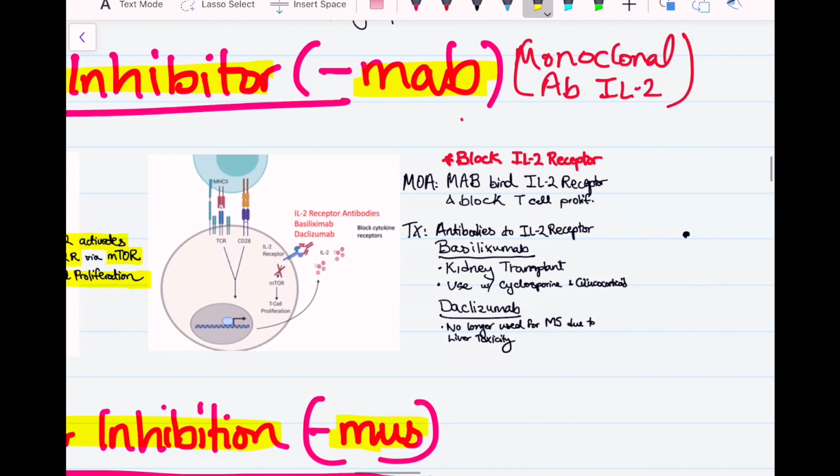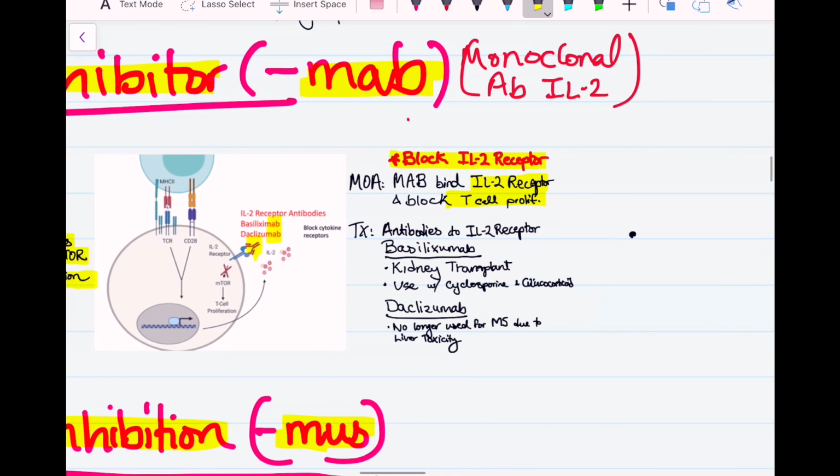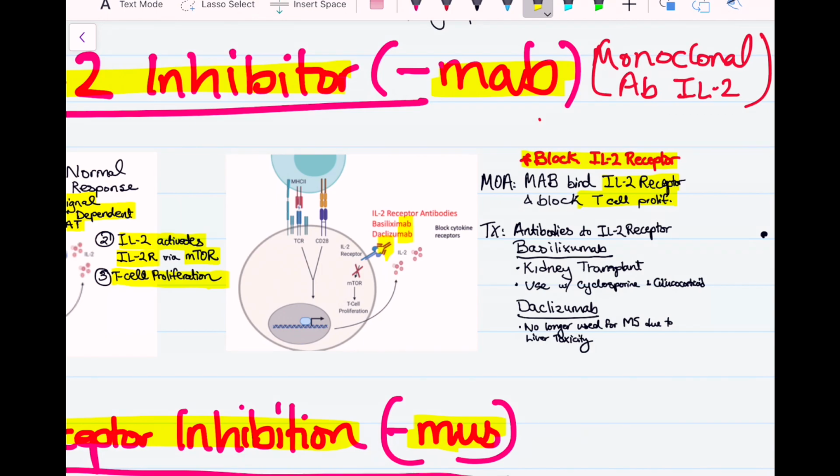So here we have the drugs, MAB, and what they do is basically they come in here in the orange and they block the receptor. So here we are blocking the IL-2 receptor, MAB bind to the IL-2 receptor and block the T cell proliferation. Therefore, there's no mTOR pathway and such. So the treatment is the first drug is mostly for kidney transplant, used with cyclosporine and glucocorticoids. And then we have the second drug, which is no longer used due to liver toxicity.